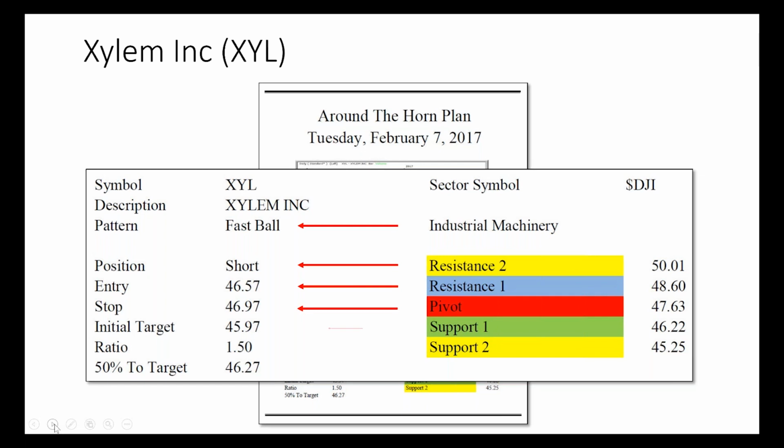But in this case, Xylem, $46.57 is your short sale. 46.97 would be the stop. 45.97 the initial target, and 50% to target, $46.27. And again, the important thing to take away here is always the rule for getting in. It's going to be 10 cents below that daily setup bar. And the only things that you have to focus on as you're setting up the trade: your stop is going to be from the intraday 5-minute chart, and your target is going to be from the daily chart, right? So it becomes very second nature.